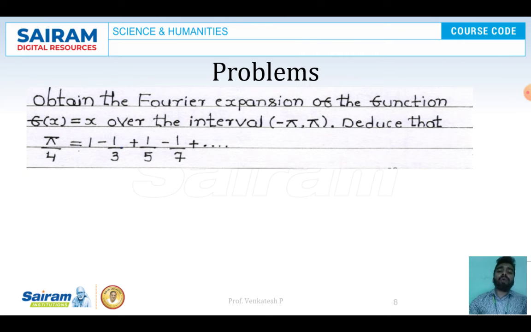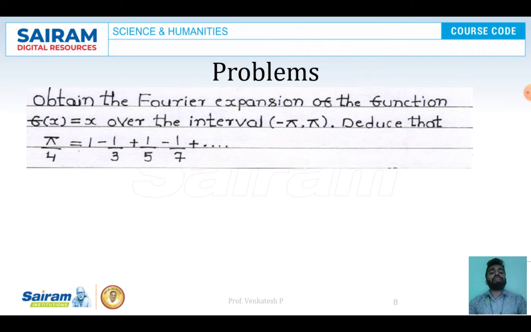Problems on the interval minus π, plus π. Obtain the Fourier expansion of the function f of x equals x over the interval minus π, plus π, and also deduce that π by 4 is equal to 1 minus 1 by 3 plus 1 by 5 minus 1 by 7 and so on.